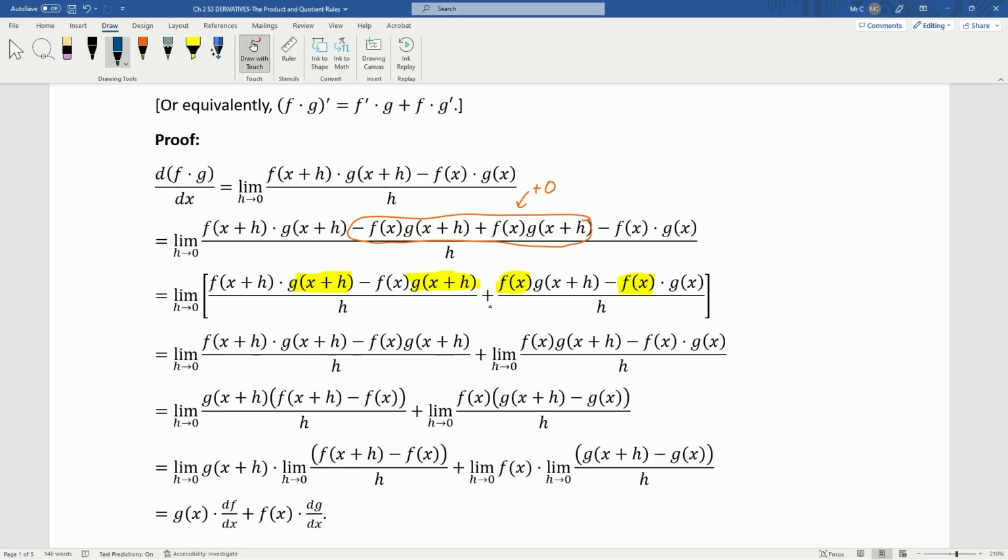So the first thing we're going to do is split the limit into 2. We can always split limits on sums if those limits are convergent, which we will see that they are. And so we split the limit into 2. And here on the left-hand side, we factor g of x plus h out. And on the right-hand side, we factor f of x out.